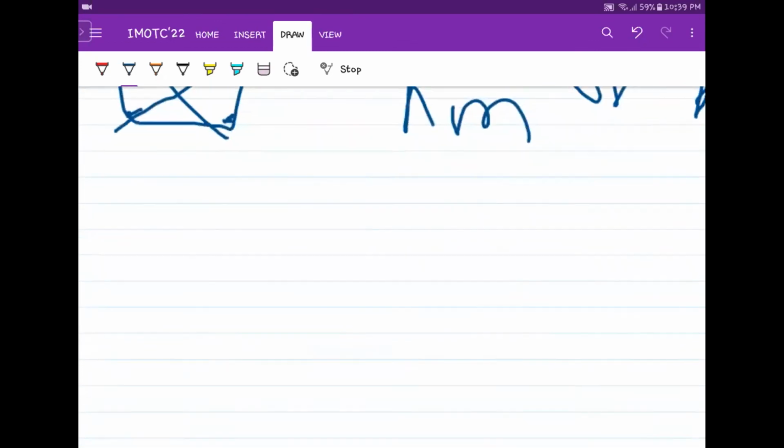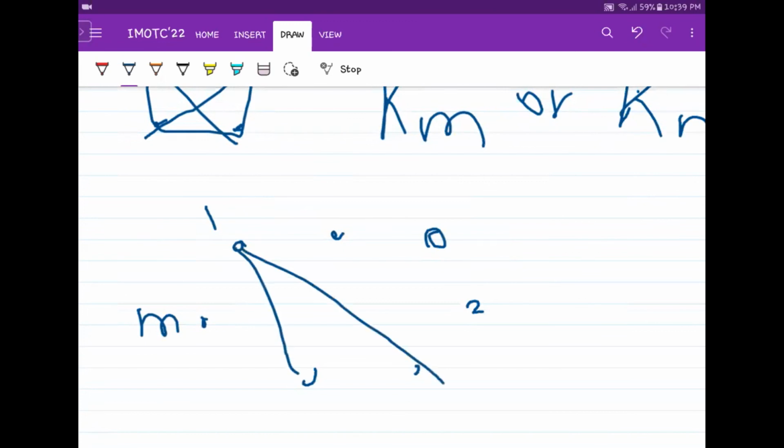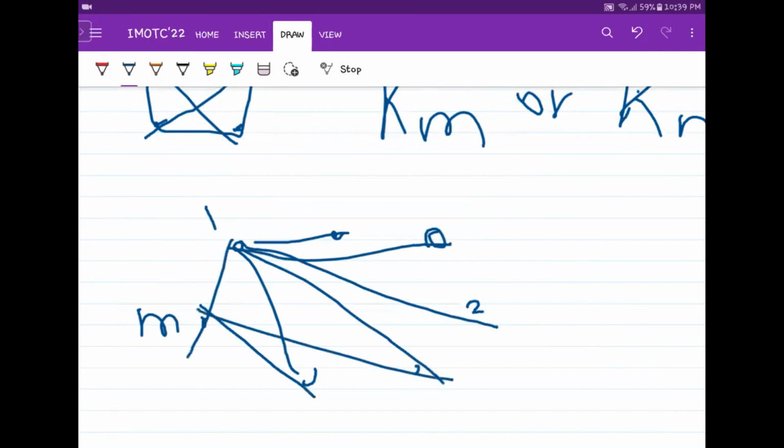Sorry, can you just tell what this KM or KN denotes again? Sure, no worries. By KM, it means complete graph on M vertices. So suppose you have 1, 2, 3. If this is the graph on M vertices, then all the vertices should be connected. So they are all connected to each other. And all of them should be of the same color. Okay.